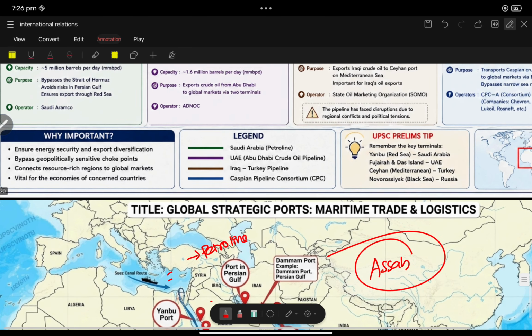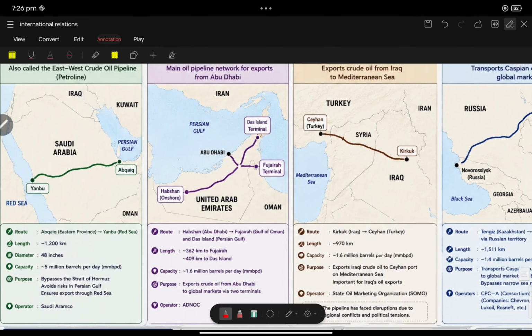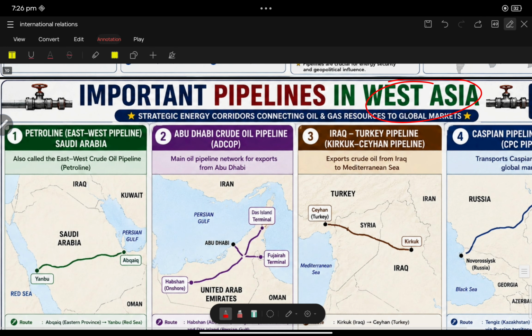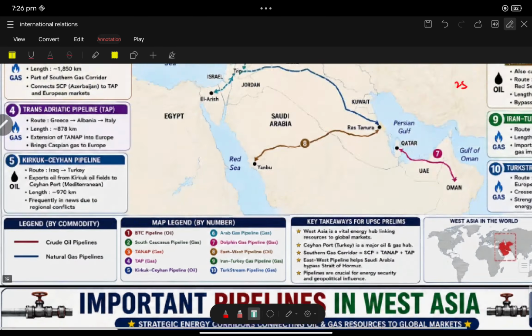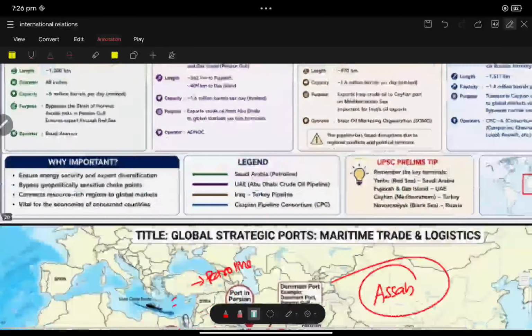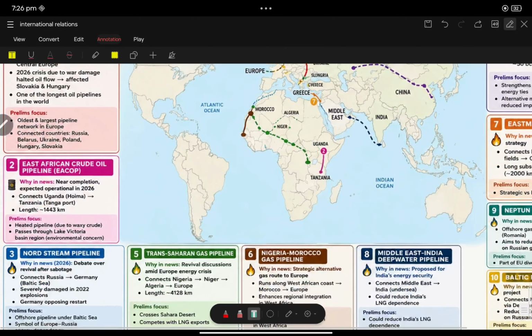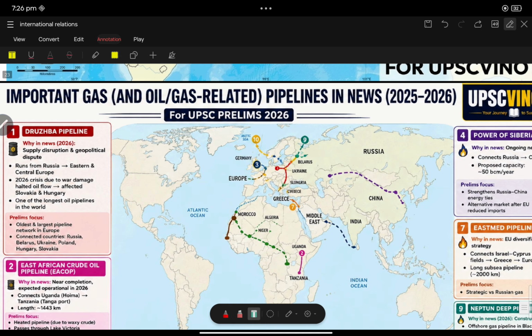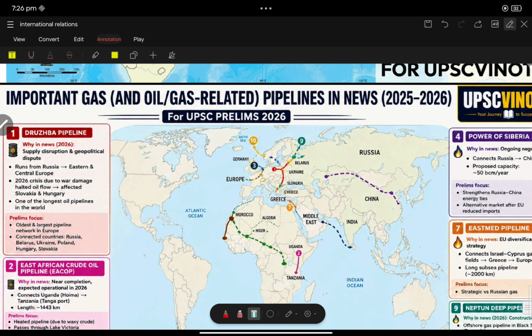And now we are coming to pipelines. Pipelines are important for this year's exam. One of the most important things is that last year we got a question from pipelines, so this year we are expecting a question from pipelines too. They will ask which countries the pipeline is passing through, or they will use the word pipelines.